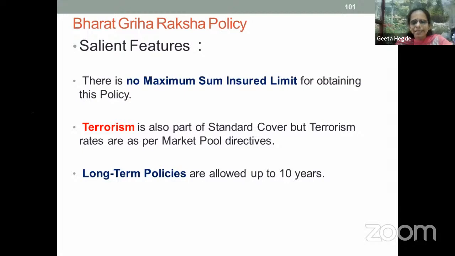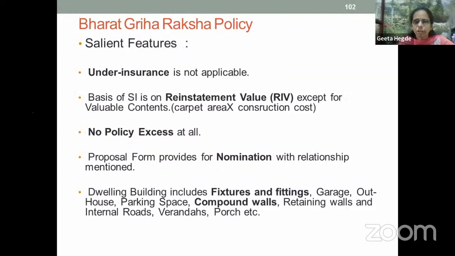Now that difference has been removed. Long-term policies are allowed up to 10 years and there is no discount on the basic premium, and of course EQSTFI also. So no discount allowed on the basic premium also. However, the benefit of increase in sum insured will be there throughout 10 years. So the sum insured will increase by 10% every year and it will go up to 100% increase in the sum insured by the end of 10 years. Under insurance is not applicable.